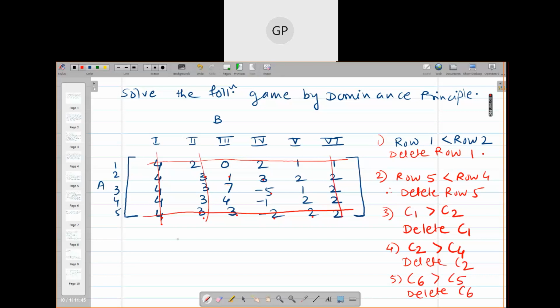Yes. So we are getting a new matrix, say 3, 4, and 5. And here 2, 3, and 4. So we have to write the strategies carefully. 7 minus 5, 1. 4 minus 1, 2. Now is there further any clear dominance you can have? Now we will have to apply that average.